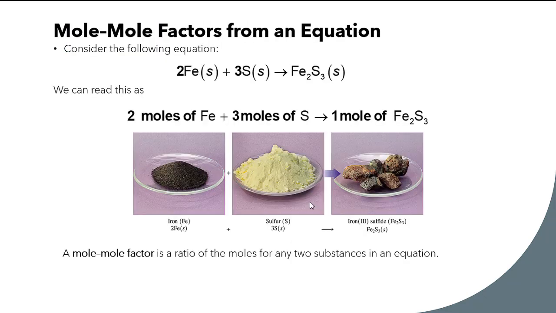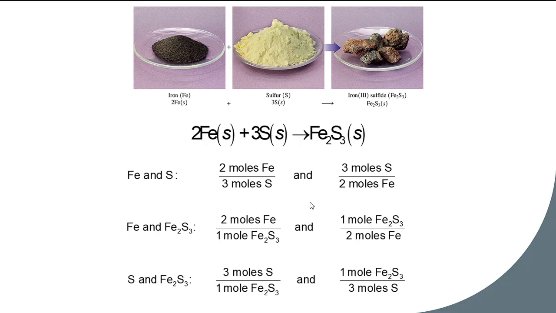So let's talk about multiple factors that we can obtain from an equation. Let's consider the following equation: 2 iron plus 3 sulfur gives us iron sulfide. We can also read this as 2 moles of iron plus 3 moles of sulfur give us 1 mole of iron sulfide. A mole-to-mole factor is a ratio of the moles for any 2 substances in the equation.